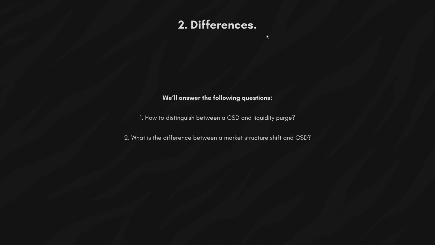Next up, we will be differentiating between different ideas and concepts: how they differ from each other, what the discrepancies between them are, what leads to those discrepancies, and what the significance of being aware of these differences is. In the next few slides, we will answer the following questions: how to distinguish between a valid CSD, or a valid change in the state of delivery, and a liquidity purge, and what is the difference between a regular market structure shift and a CSD.